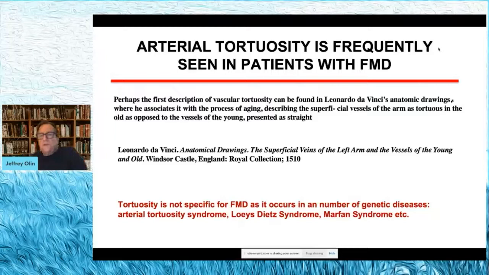So you can see here that the first description of vascular tortuosity can be found in Leonardo da Vinci's anatomic drawings, where he described the process of aging of the superficial vessels of the arm as tortuous in the old, as opposed to the vessels of the young, which is straight. Well, in FMD, it's tortuous in the young. In other words, tortuosity, if you're elderly, can be normal, but it is not normal in individuals less than 70 years old. And here's the paper, the superficial veins of the left arm are the painting of the vessels of the young and the old. Tortuosity is not specific for FMD. It can occur in a number of genetic diseases, some of which I've listed here.